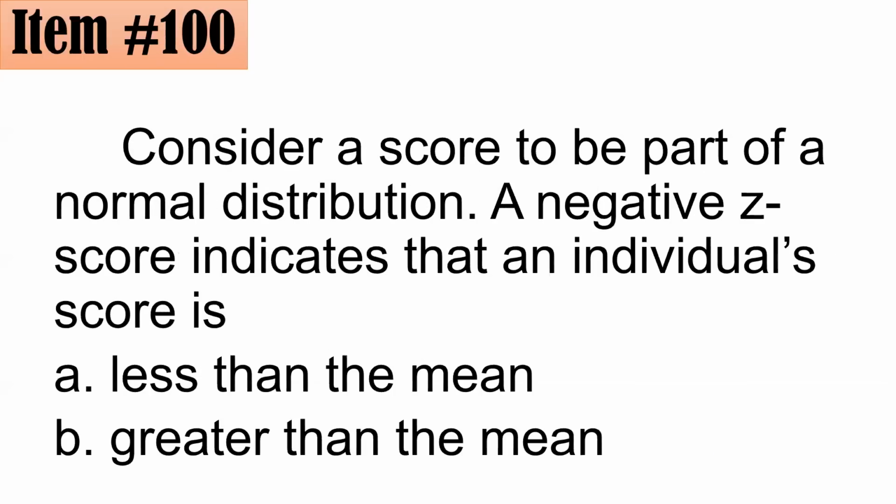And one more. Consider a score to be part of a normal distribution. A negative z-score indicates that an individual score is A, less than the mean, or B, greater than the mean.